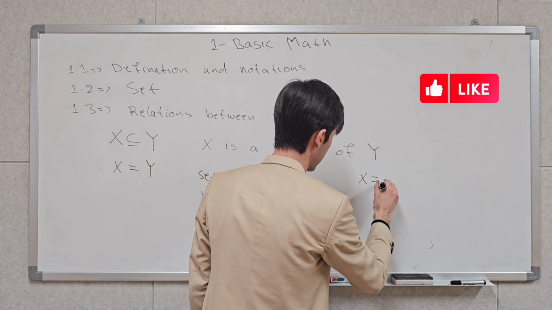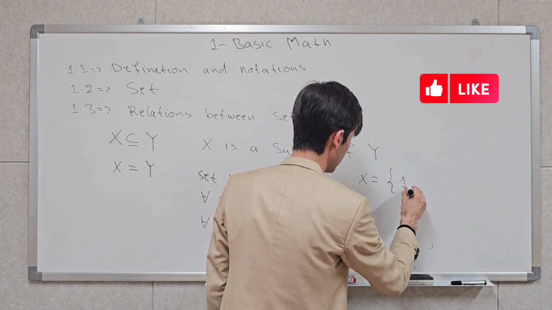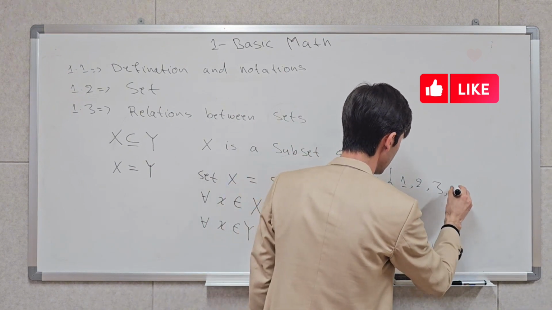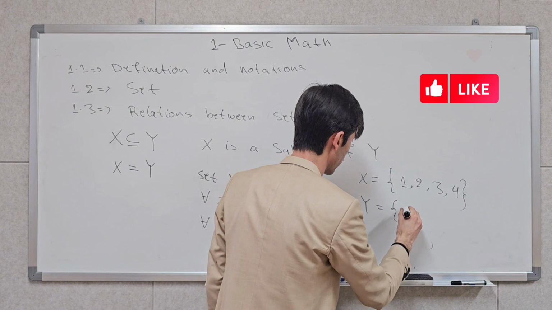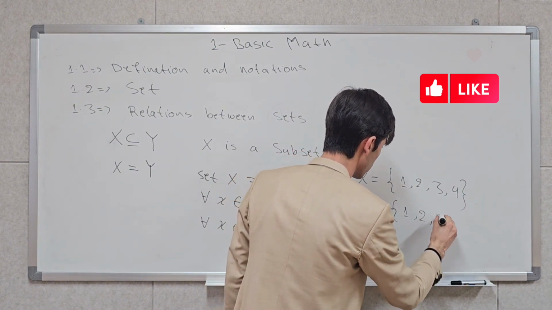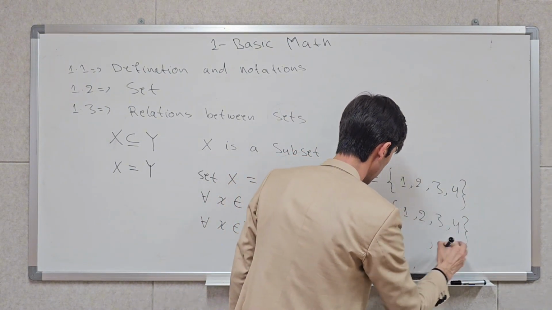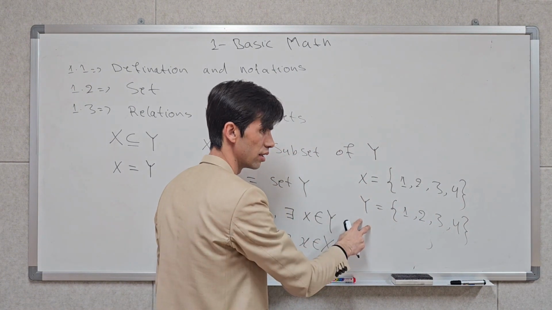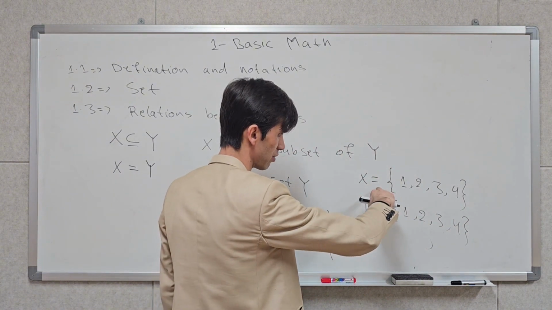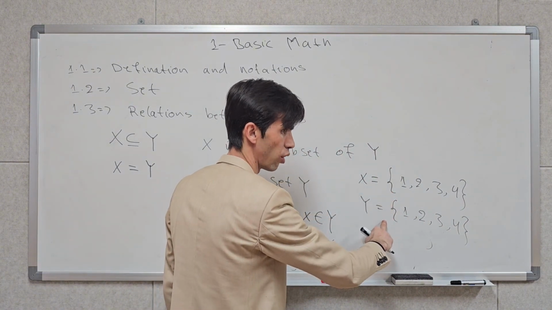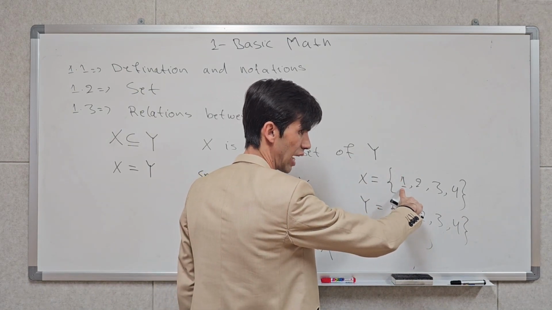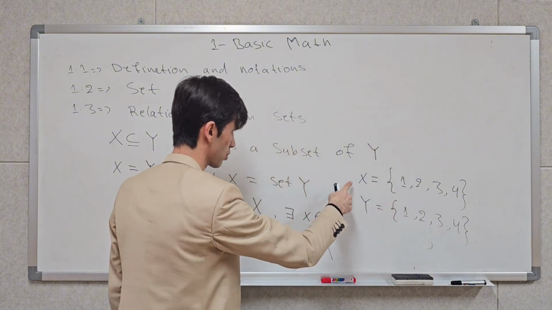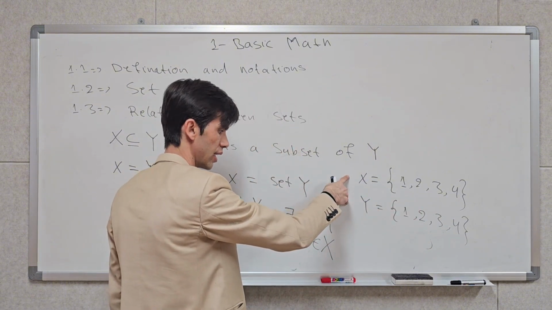For example, set X is equal to {1, 2, 3, 4}, and set Y is also equal to {1, 2, 3, 4}. Then those two sets are equal because all the elements that we have in X, we have in Y. Or in another way, all the elements that we have in Y, we have in X. That's why these two sets are equal.